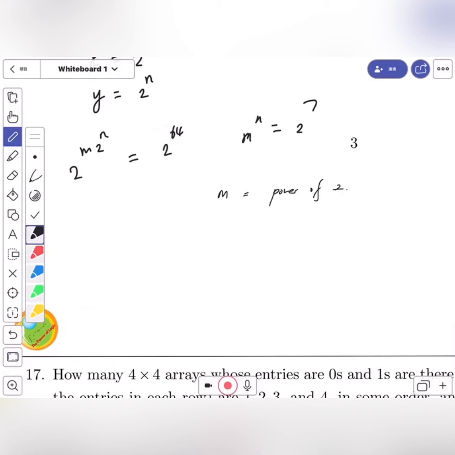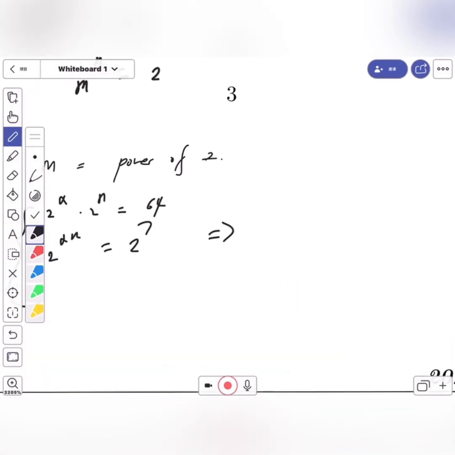So let's say that m is equal to 2 to the alpha's power. Then we actually have 2 to the alpha times 2 to the n. We have the system, which is 2 to the alpha times 2 to the n is equal to 64, and 2 to the alpha times n is equal to 2 to the 7. So basically this transforms to alpha plus n is equal to 6, alpha times n is equal to 7.